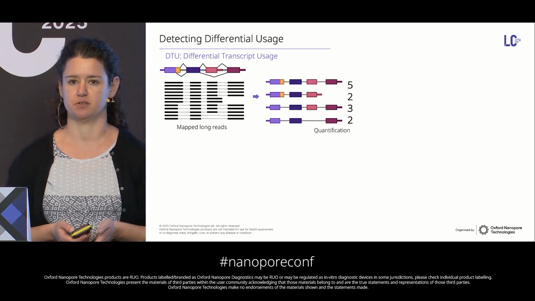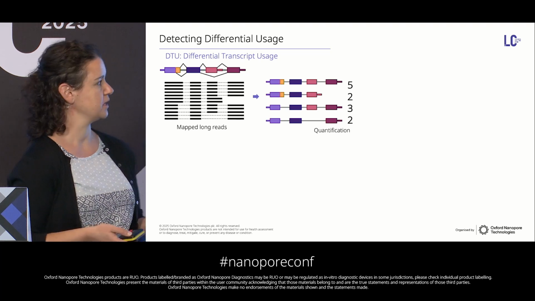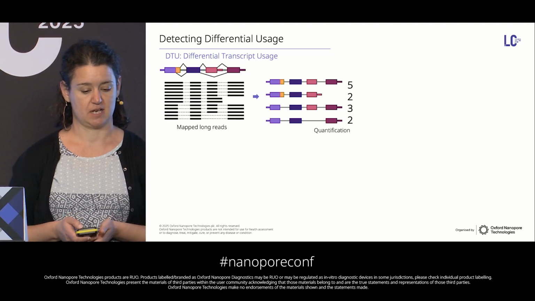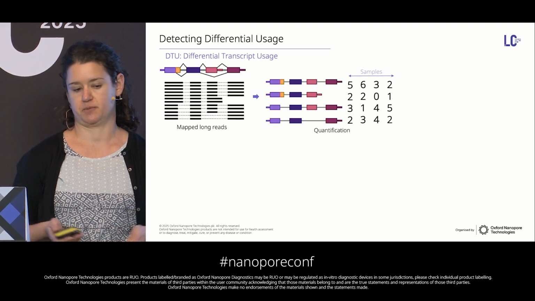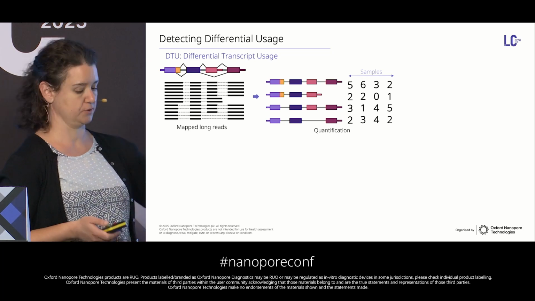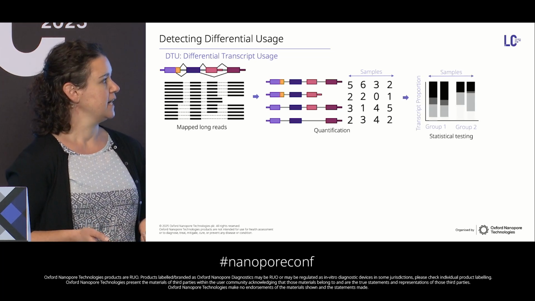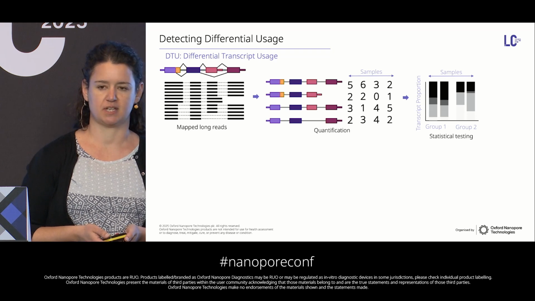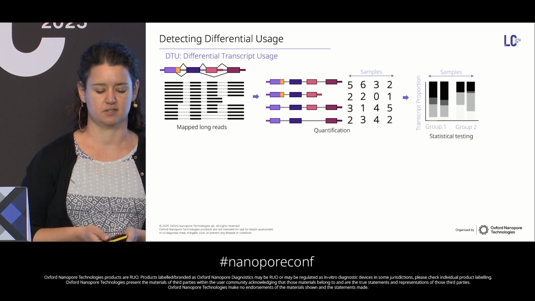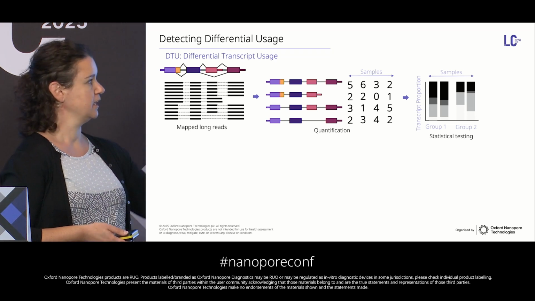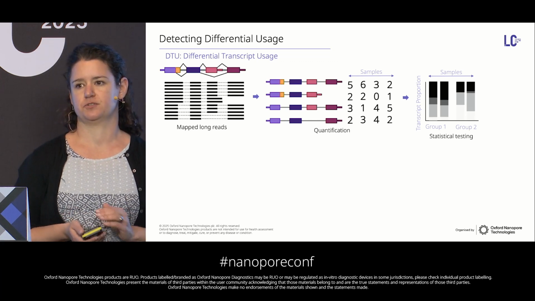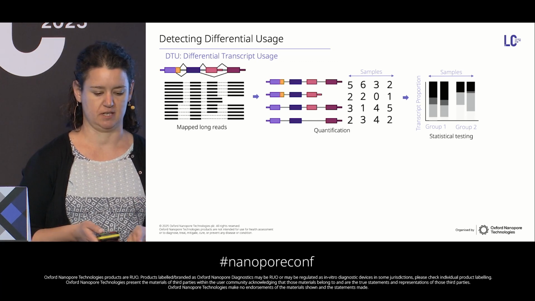We can then say how many reads do we have that are consistent with each of our different isoforms, and we can build what we call a transcript count matrix. So we do this for every single sample, and hopefully we have replicates as well. We have a good design. And then we can ask, do we see a statistically significant difference in the proportion of a particular transcript relative to all the other transcripts in that gene?